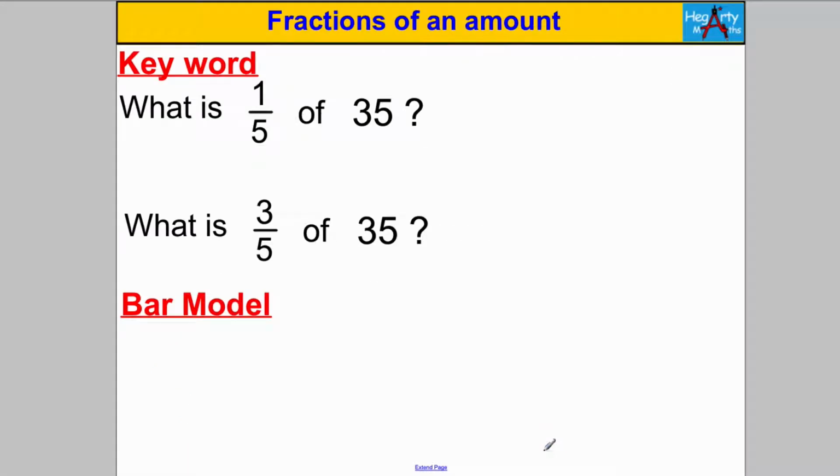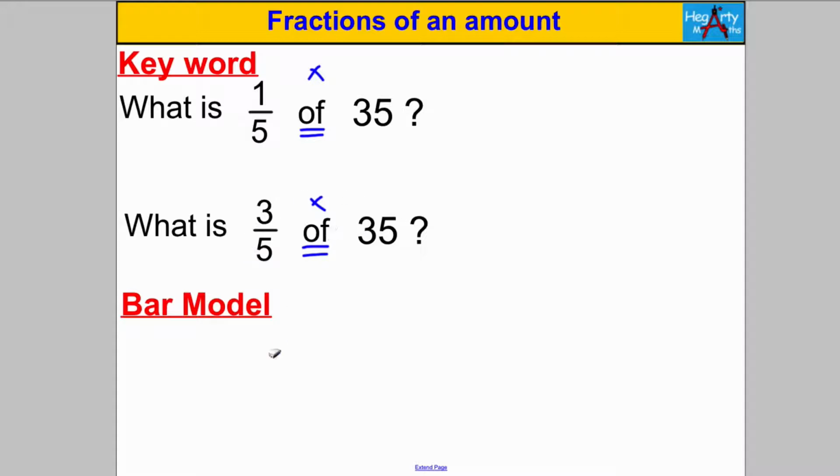And next, I want you to just read this and tell me what the key word is. What is a fifth of 35? What is 3/5 of 35? The word "of" there is the important one. "Of" basically can mean multiply in maths. So this is like asking the question, what is a fifth of 35? What is 3/5 of 35?